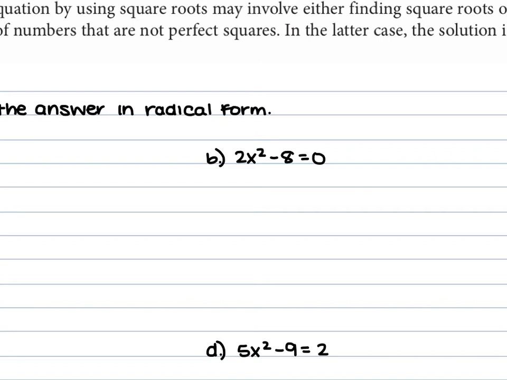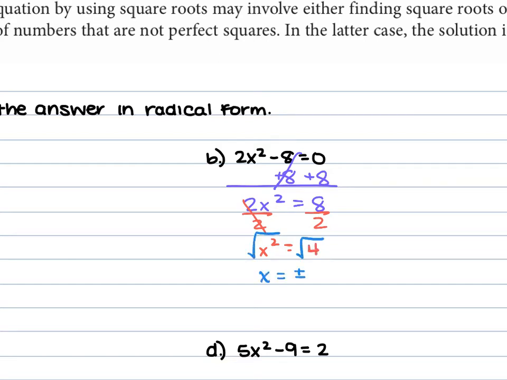For B, we have 2x squared minus 8 is equal to 0. So we're going to add the 8 to both sides to get 2x squared is equal to 8. Then we divide each side by 2. So x squared is equal to 4. We take the square root of both sides. Remember to put the plus or minus in front of our answer. And the square root of 4 is 2.